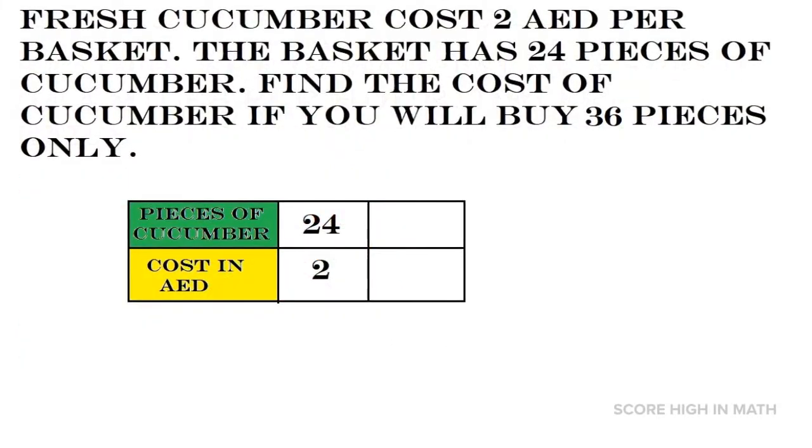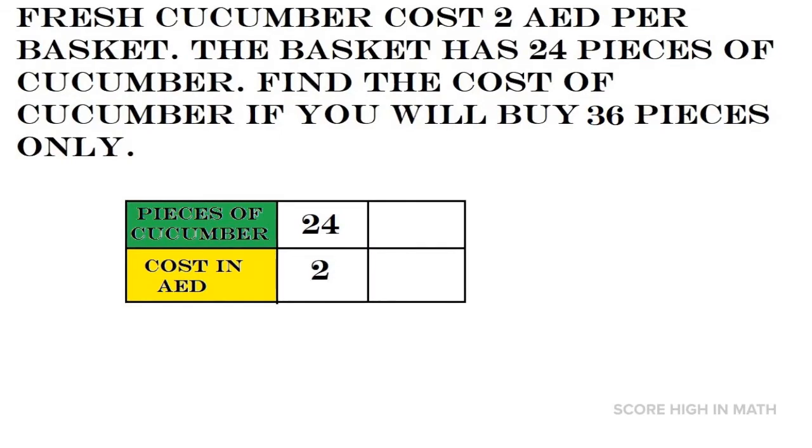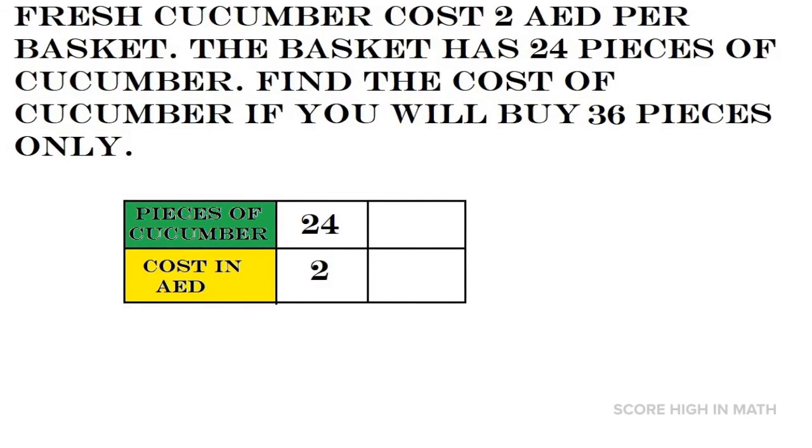Let us work on another example so that you can hit it off. Fresh cucumber costs 2 dirhams per basket. The basket has 24 pieces of cucumber. Find the cost of the cucumber if you will buy 36 pieces only.